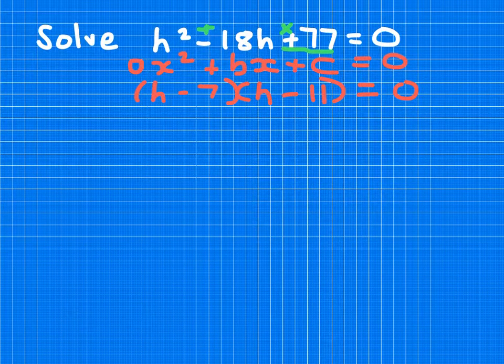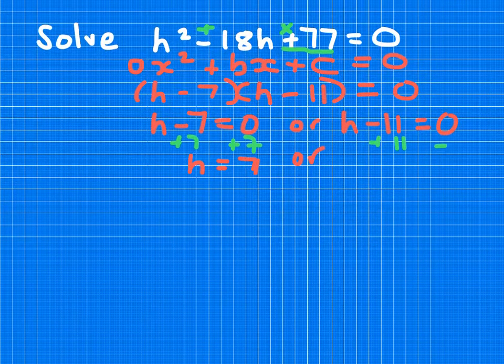From here, we can come out with our 2 equations. Either h minus 7 equals 0, or h minus 11 is equal to 0 for our whole equation to work out to 0. If we plus 7 to solve this equation, then h is equal to 7. Or if we add 11 to both sides to eliminate the 11, h is equal to 11. So there are our 2 solutions.